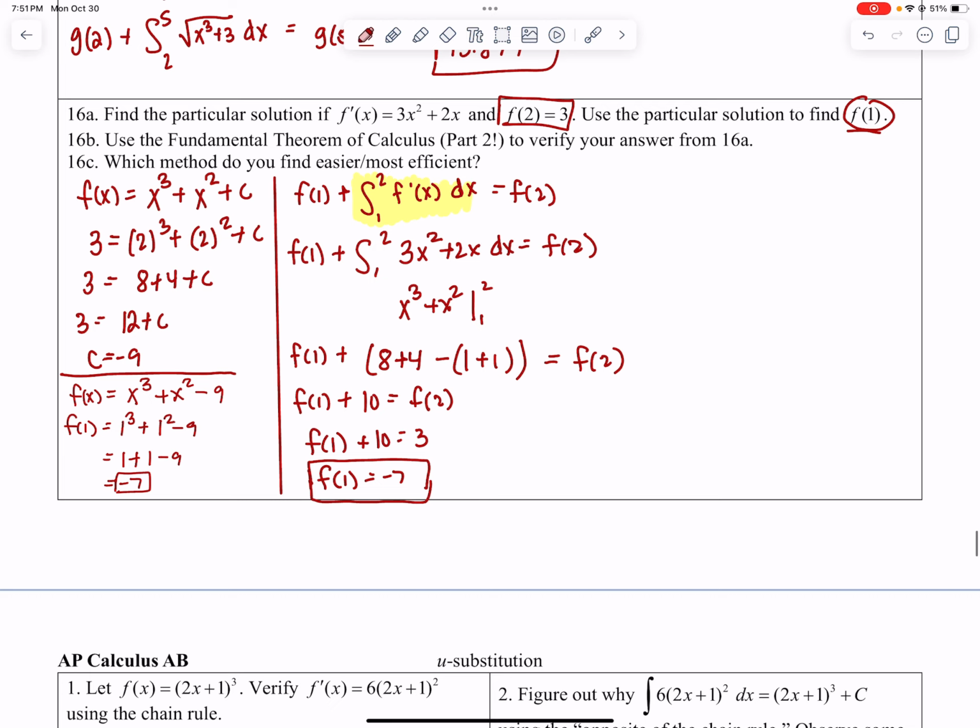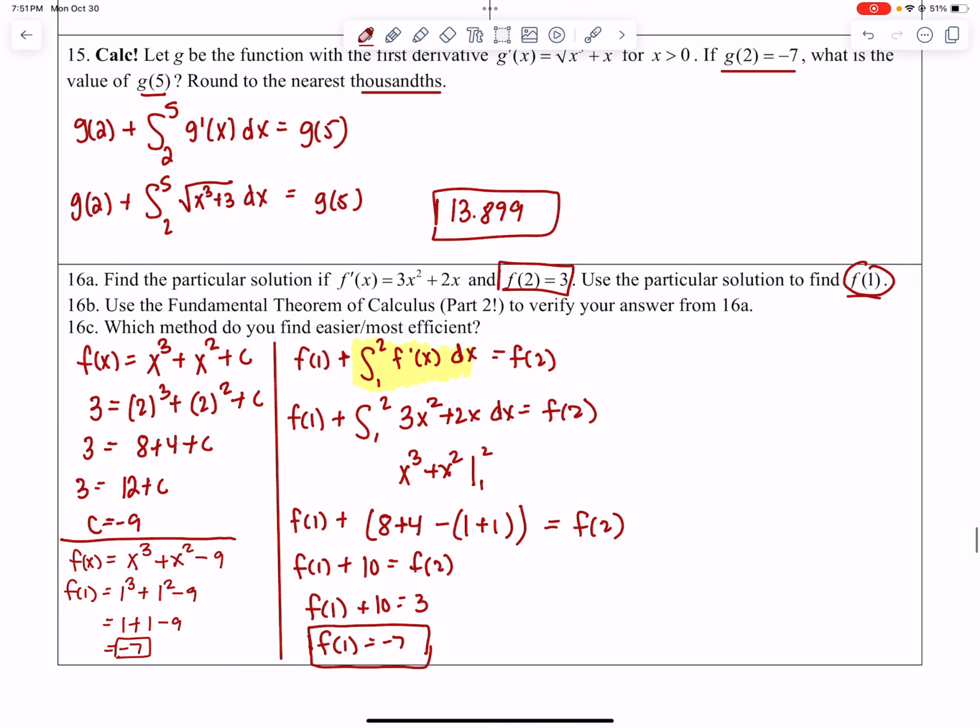All right, to end class, we will be talking more about the fundamental theorem of calculus by practicing FRQs that have been released. So that's what we will be doing in class.